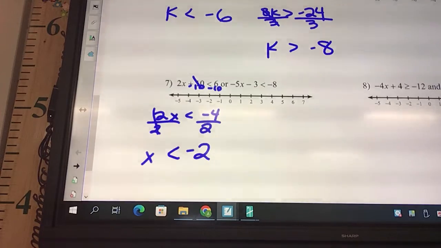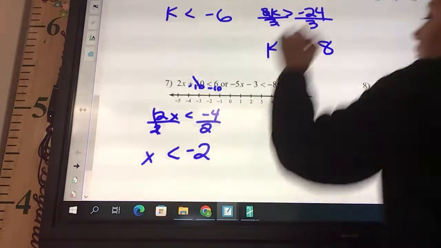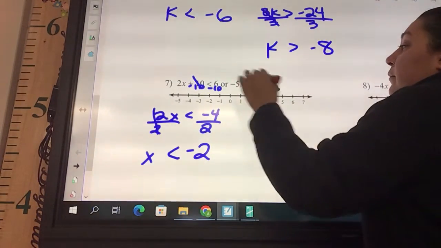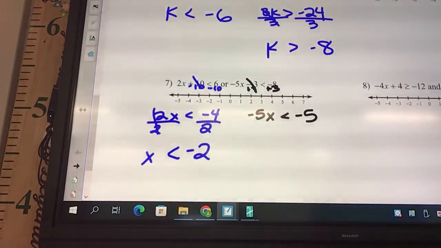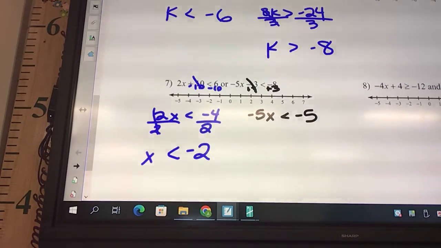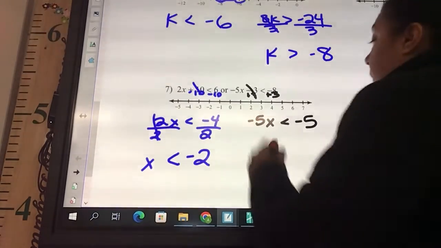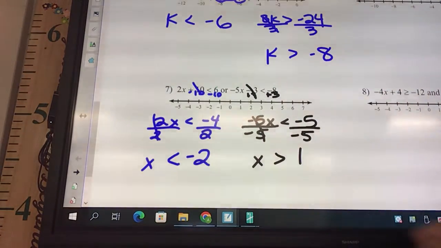Okay, what about for the second equation? Plus 3. You're going to get negative 5 is less than or equal to negative 5. Or less than, not less than. Okay, and then what? Divide by negative 5. Do we need to flip? Yeah. So you're going to get 1.